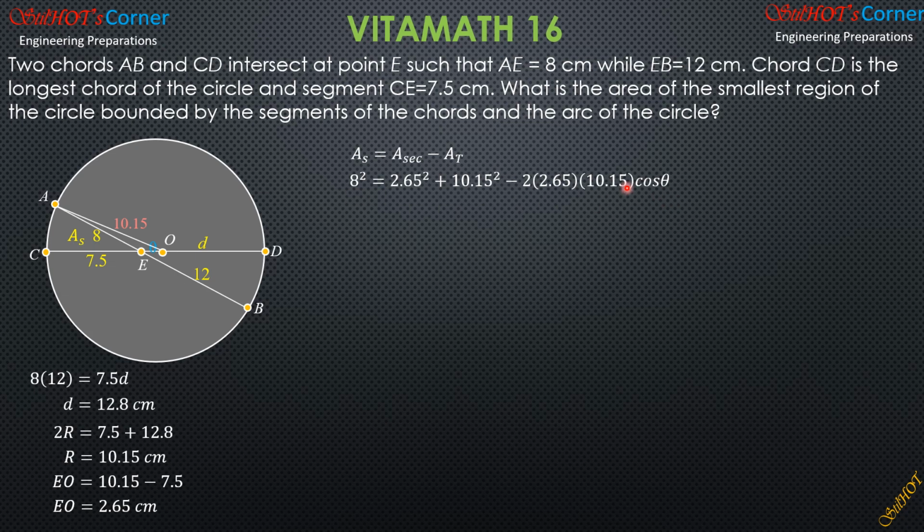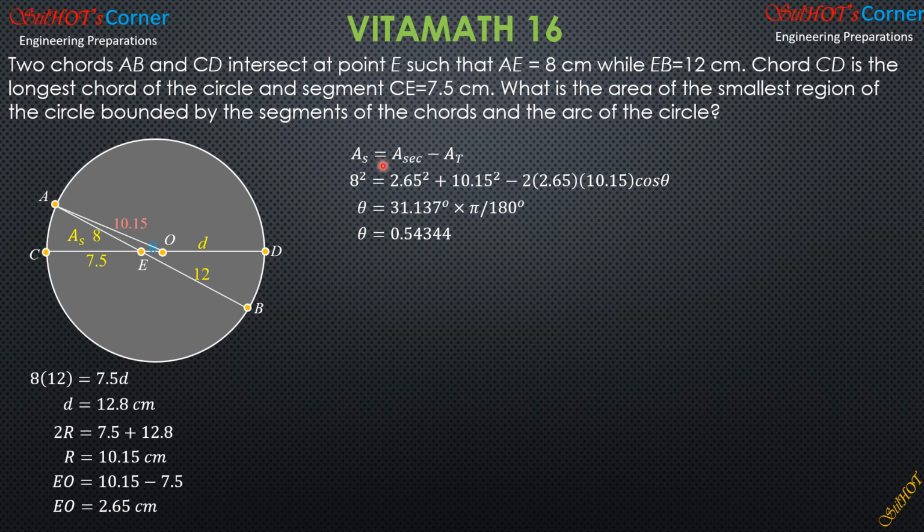So I hope that as an engineering student, you now know the cosine law and you can recall it. So solving for theta using your calculator, 2.65 squared plus 10.15 squared minus 8 squared divided by the quantity 2 times 2.65 times 10.15, then the result inverse cosine, theta is 31.137 degrees. Since for the area of the sector we need to convert that to radians, we multiply by pi over 180 degrees, and it is in radians equal to 0.54344 radians.